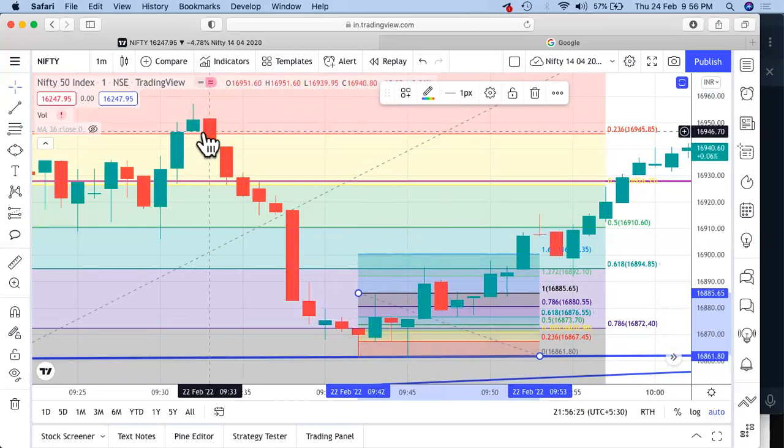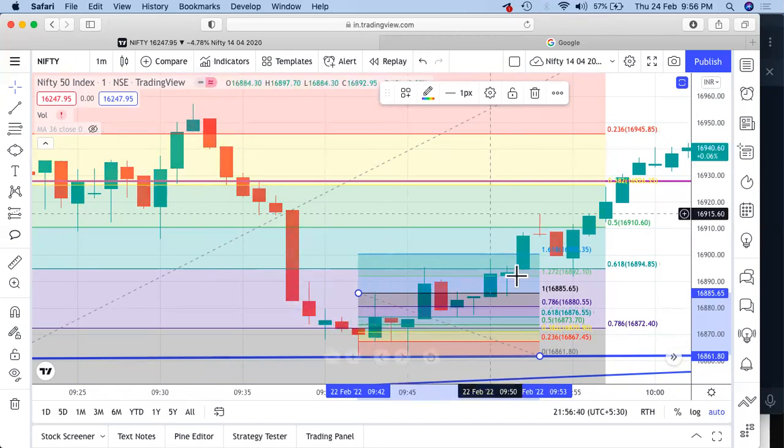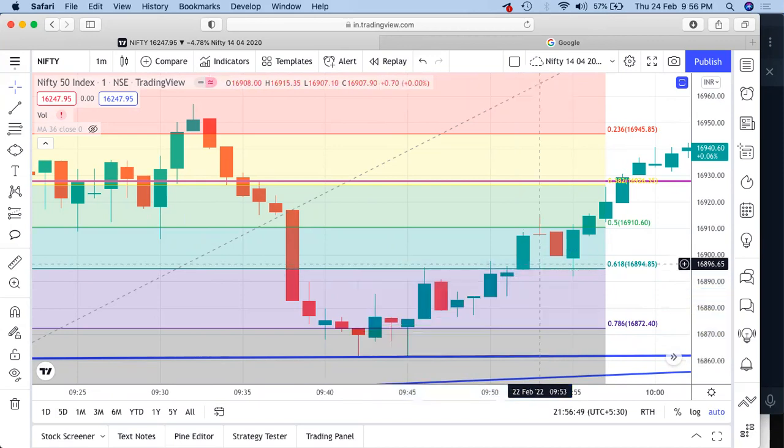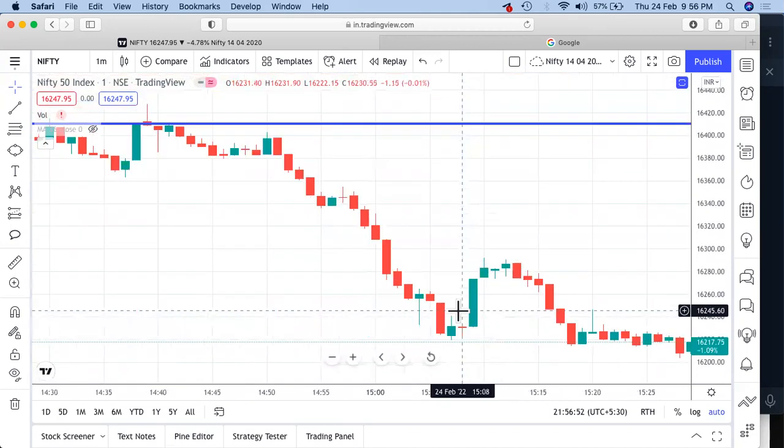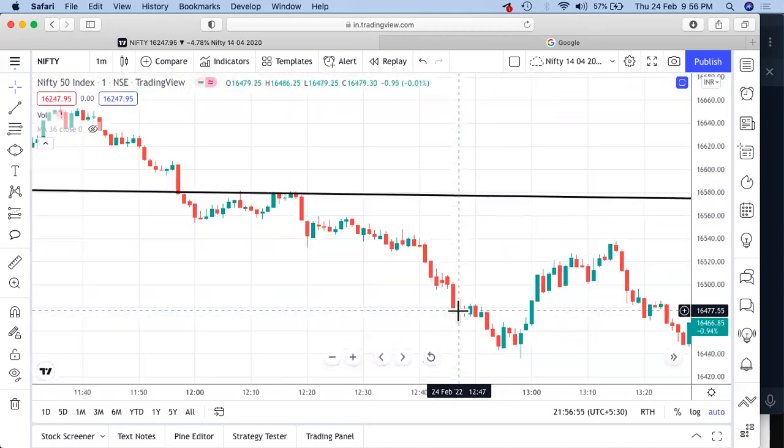Okay, so basically what you're saying is on the 0.236 or 0.786, if it forms a range, if it forms accumulation or distribution, then the probability of the market going in the opposite direction is higher. Yes, yes. Clear about this point? Good. Let's go to today's trade, probably because you would be interested more in that part.